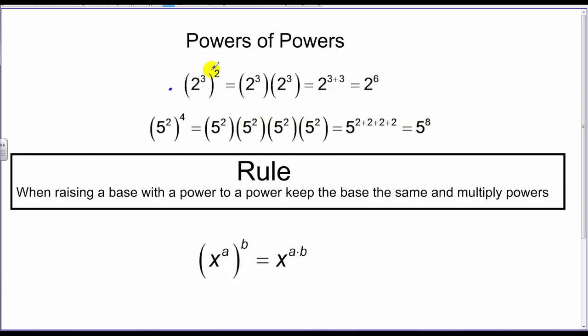Notice the relationship between the powers and the final answer in both cases. In each of these cases, I've kept the base the same and I've multiplied the powers. So the general rule is when raising a base with a power to a power, we keep the base the same and multiply powers. In other words, if I have x to the a raised to the b, that's the same base, x, to the a times b. So again, let's go through and practice some problems.